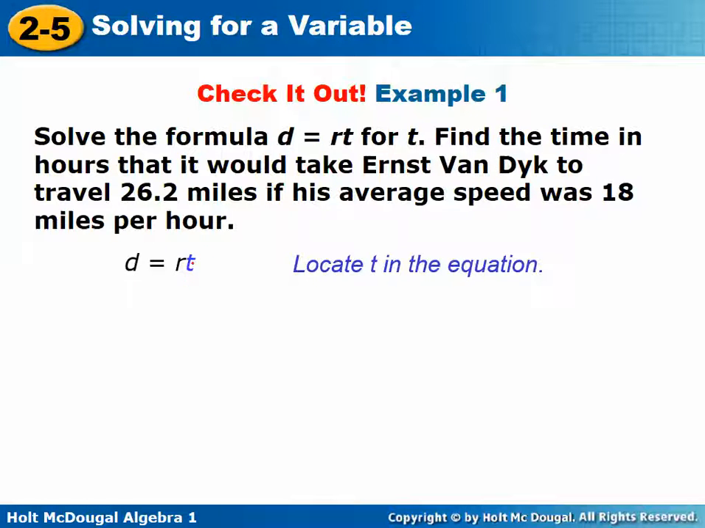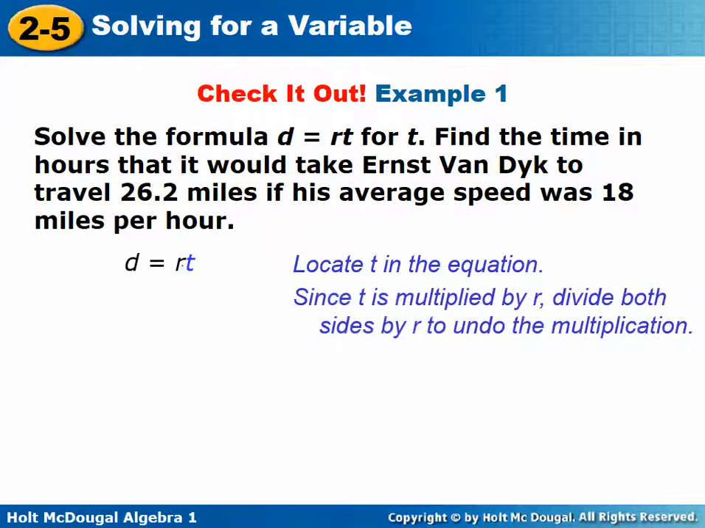Now we need to think, what is being done to our variable t? It's being multiplied by r. What is the opposite of multiplying by r? It's dividing by r. And remember that you need to divide both sides by r to undo that.